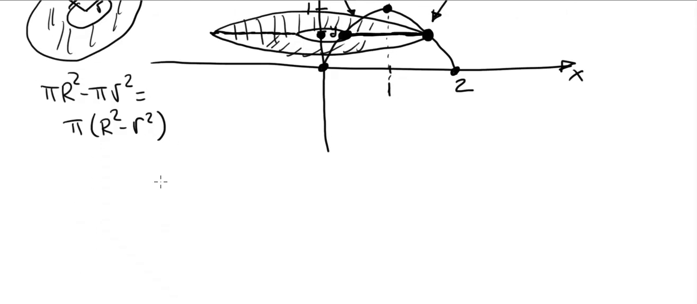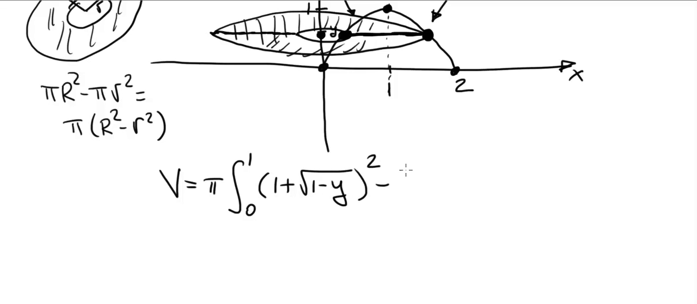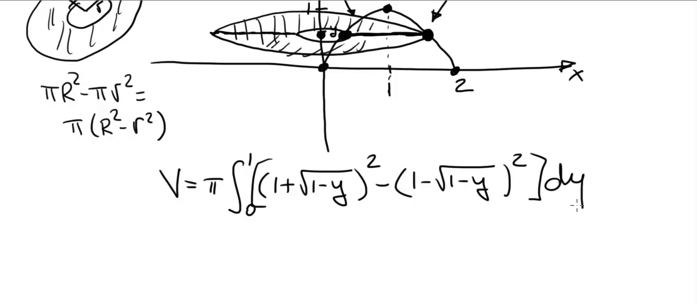And once we have that, the integral is pi times the integral from 0 to 1. That's for all the y values where we get our washers. Big radius, 1 plus the square root of 1 minus y, squared, minus little radius squared, 1 minus the square root of 1 minus y, squared. And this is integrated with respect to y.